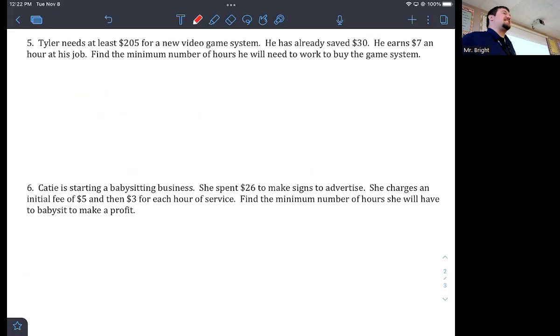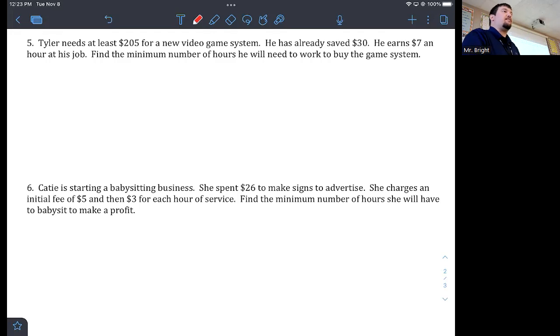Now, 5, 6, 7, and 8 are problems where they're more of the story problem variety, where instead of just replacing words and symbols, I'm going to have to think more in depth about this. Tyler needs at least $205 for a new video game system. He already has saved $30. He earns $7 an hour at his job. Now that's below minimum wage, so I'm assuming that he's working for a neighbor getting paid to rake leaves, or I don't know what it is, right? Find the minimum number of hours he will need to work to be able to buy the game system.